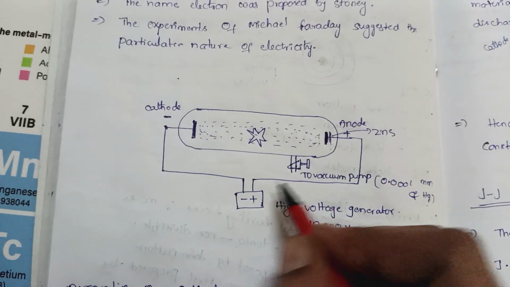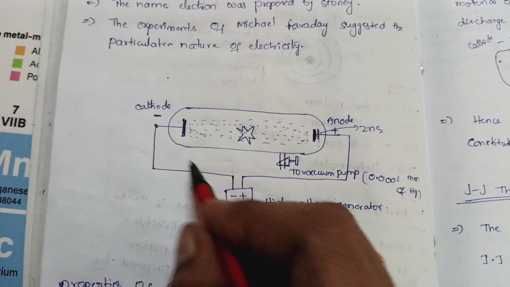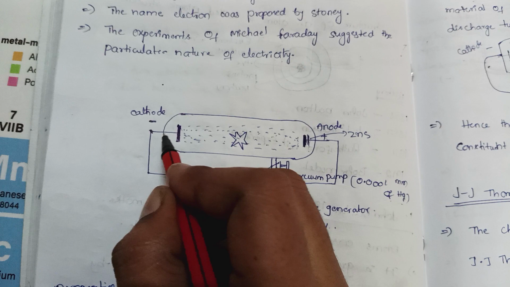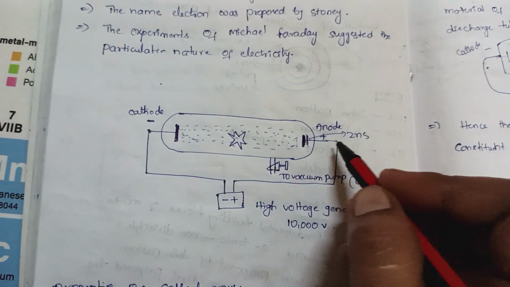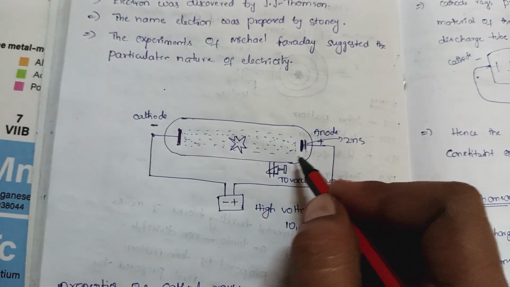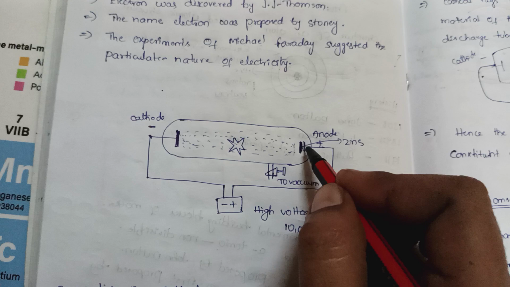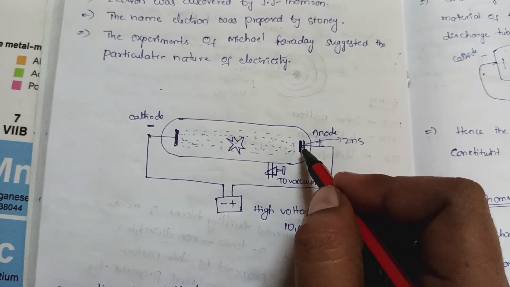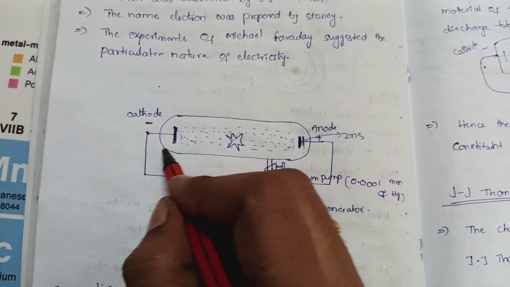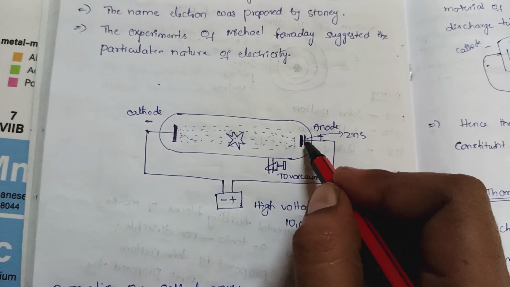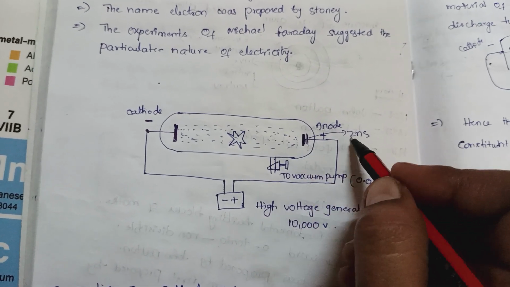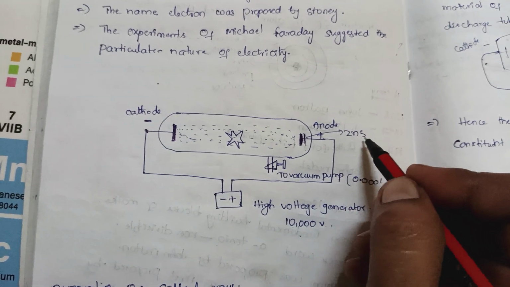If we take a cathode ray tube, this is a cathode and this is anode. Cathode has negative charge, anode has positive charge. Whenever doing this experiment in the discovery of electron, a perforated anode was taken. Perforated means holes are present. Behind the anode, fluorescent or phosphorescent material was placed. Here zinc sulfide was placed.